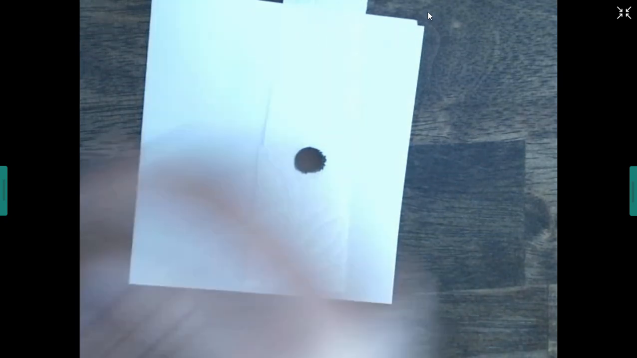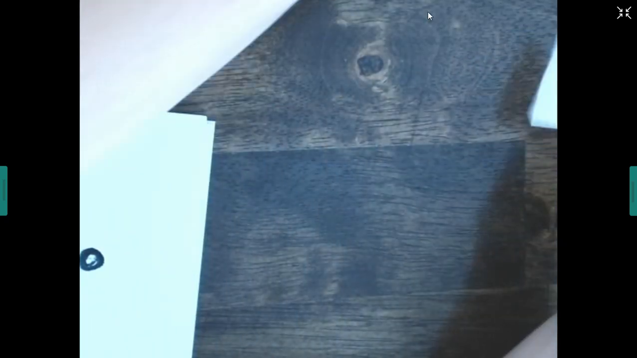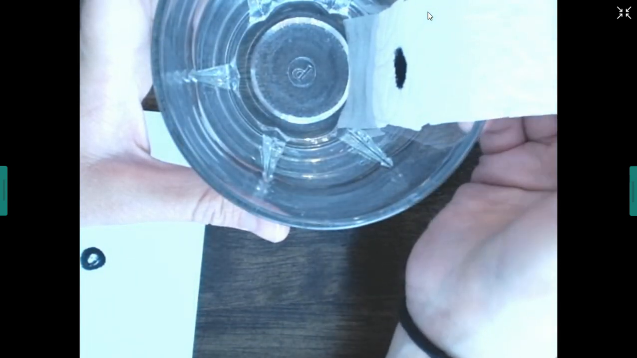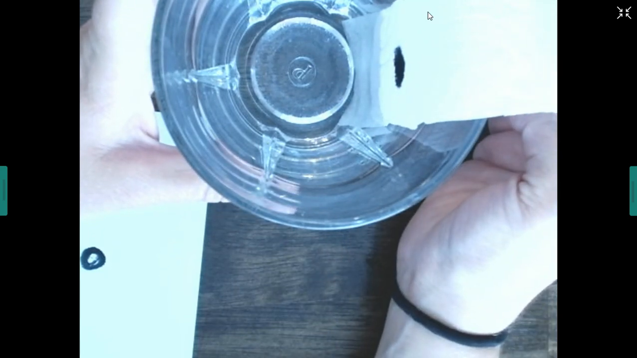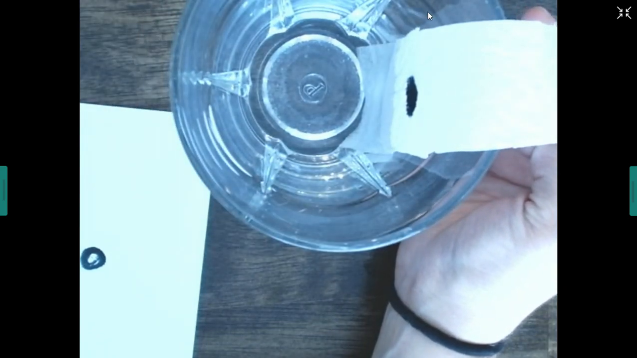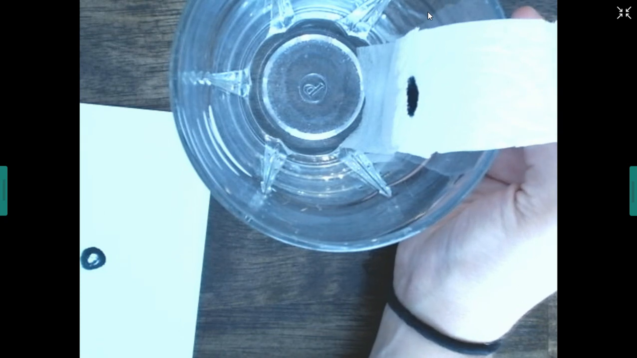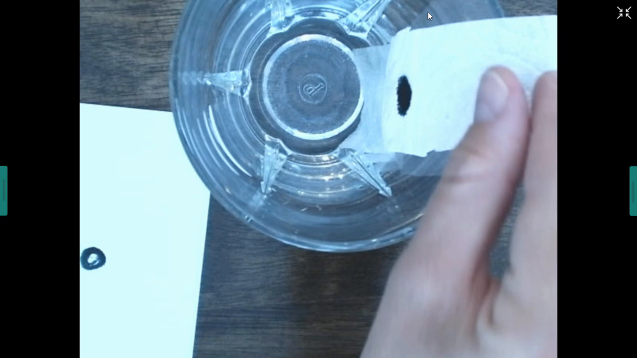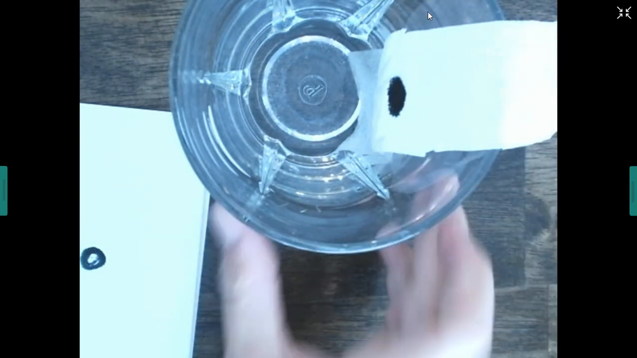Let's see if it really is black. So I've got a cup of water here. I'm going to just dip it like so. And I'm going to let the water creep up. It's hard for you guys to see, but the water's creeping up towards that black dot. I'm going to leave that there to sit. We'll come back to that and we'll see what happens in a second.